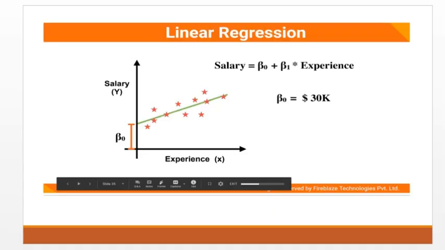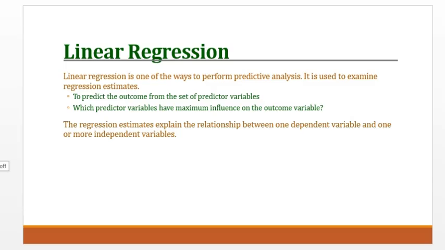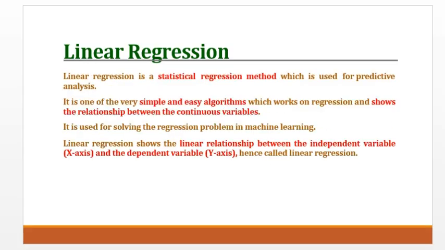Now, moving on to linear regression. Linear regression is one of the most common ways to perform a predictive analysis. It is used to examine regression estimates, that is, to predict the outcome from a set of predictor variables, and to find which predictor variable has the maximum influence on the outcome variable. This is one of the simplest and easiest algorithms, which works on regression and shows the relationship between continuous variables.